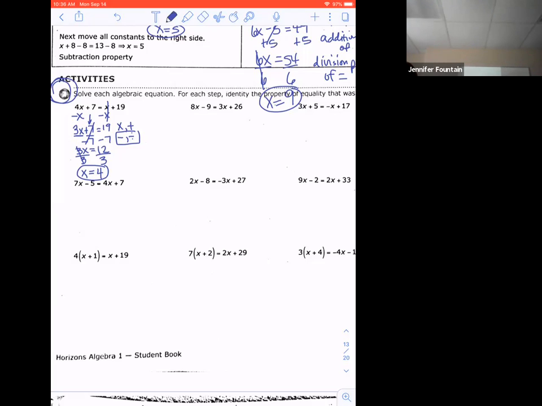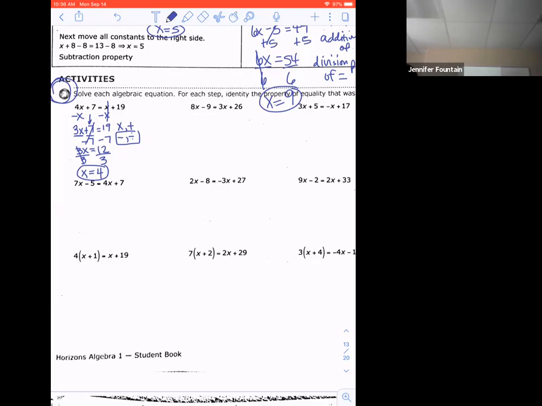Middle column. 8x minus 9 equals 3x plus 26. X is equal to 7. 2x minus 8 equals negative 3x plus 27. X equals 7. 7 times x plus 2 equals 2x plus 29. X equals 3. Any questions in the middle column?